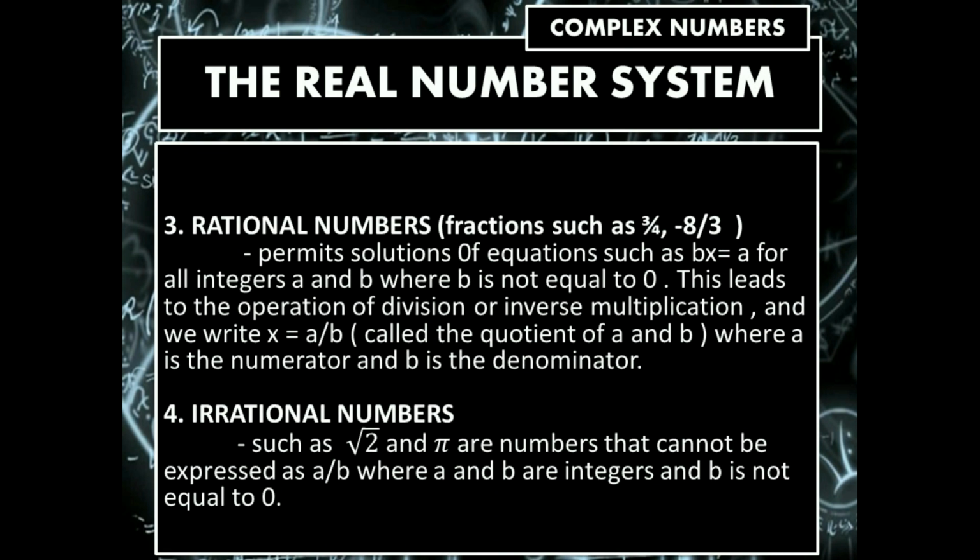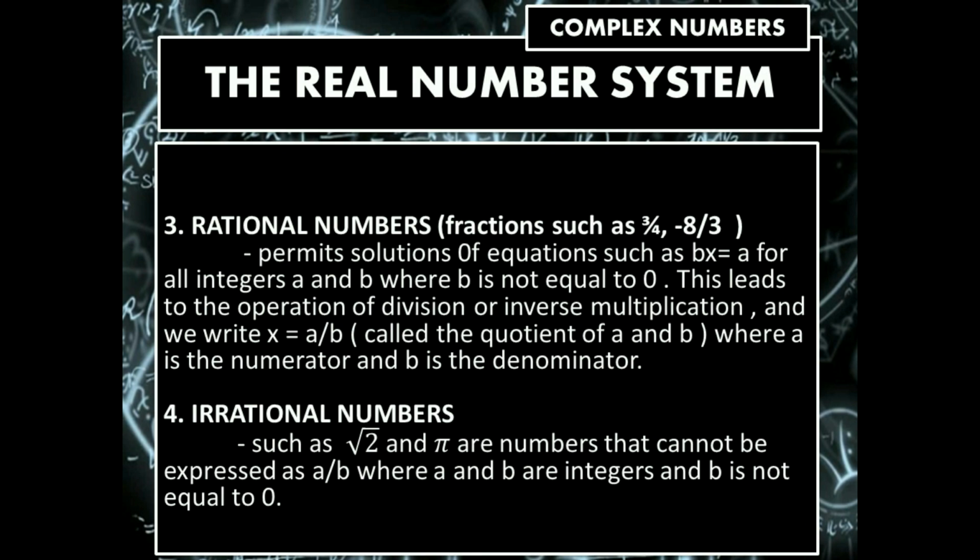Third is the rational numbers. Permit solutions of equations such as bx = a for all integers a and b where b is not equal to 0. This leads to the operation of division or inverse multiplication, and we write x = a/b, where a is the numerator and b is the denominator.